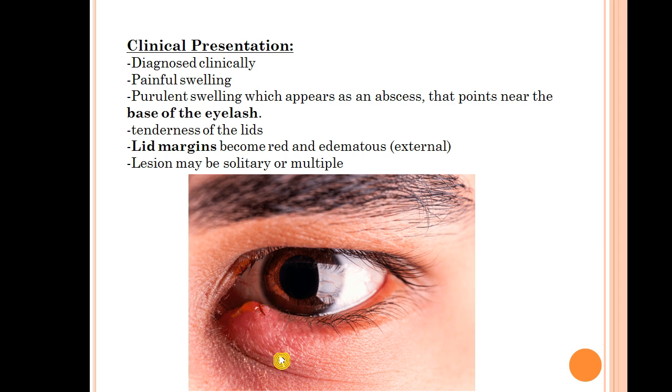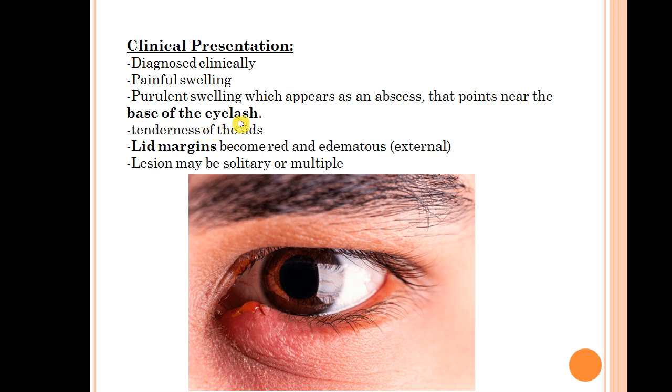It again will be diagnosed clinically. So how will it present? The patient usually will have a painful swelling in the eyelids, as we keep on saying. Moreover, since it is an infection by Staph aureus, and Staph aureus loves to produce pus, there will be a purulent swelling, which appears as an abscess and points near the base of the eyelash. It will present at the base of the eyelash.